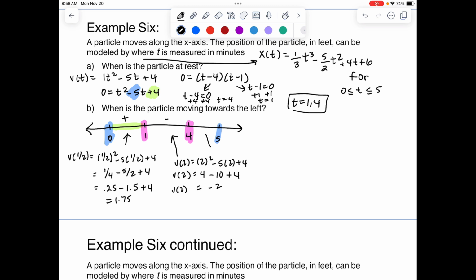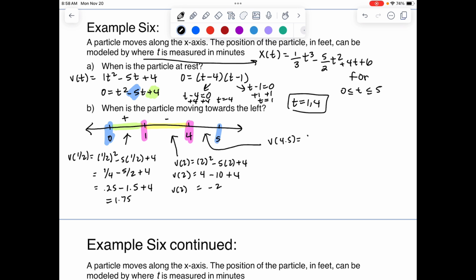Okay, last interval I need to check. So I'm just going to highlight this and use a different color. But that's negative. And then let's see what's happening in this next section. I'm going to test out 4.5 because that is a number between 4 and 5. And you can never choose 4 and 5 because that won't tell you if it's moving left or right. It will just tell you it's stopping there.